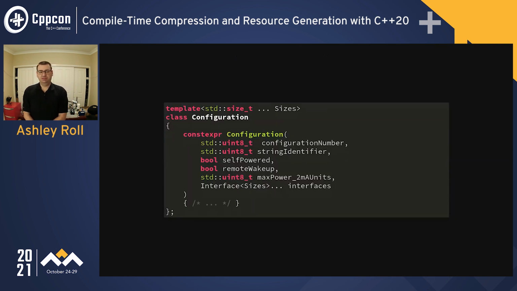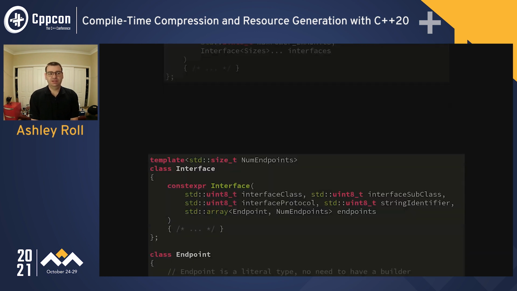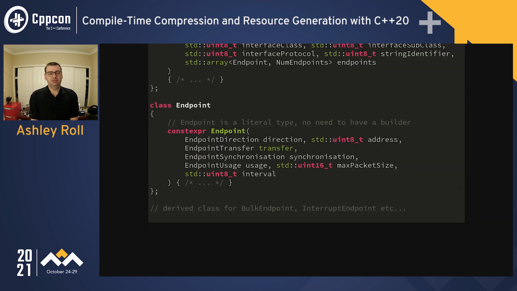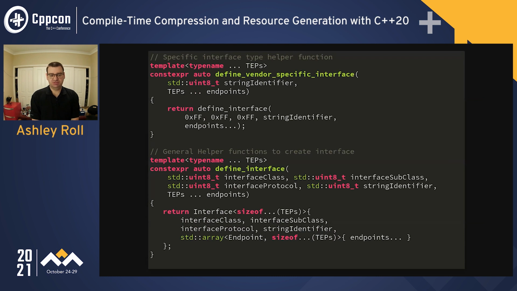So the way we do that is we use variadic templates. So the configuration, as you can see, is templated on a series of sizes, and that is applied to a variable list of interfaces coming into the configuration. Each interface then has a number of endpoints, and that's where that came in. And each endpoint is really just simple data. The helper functions essentially do the mapping from the list of endpoints that we provide as parameters into an array, and then return that type for the interface and similar for the endpoints.